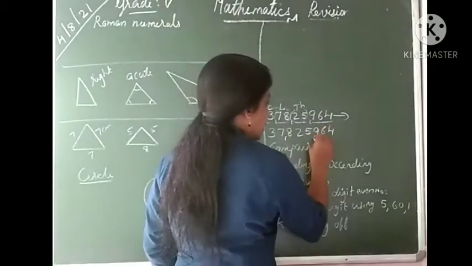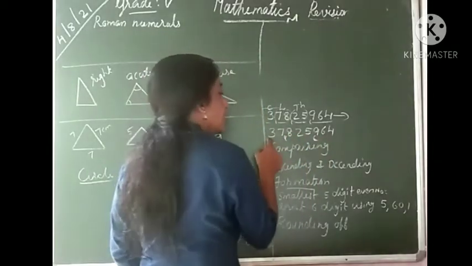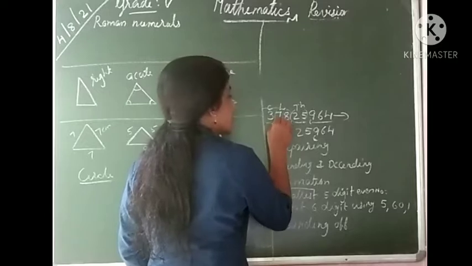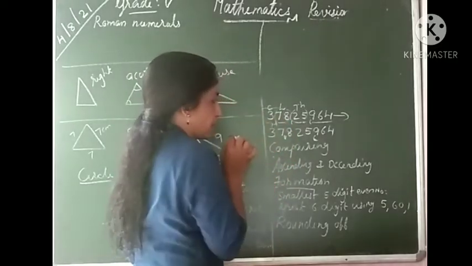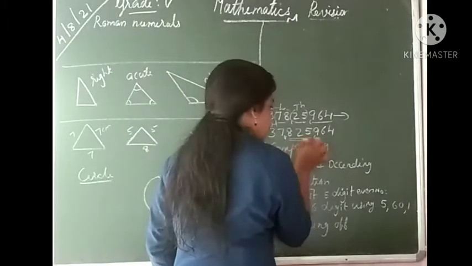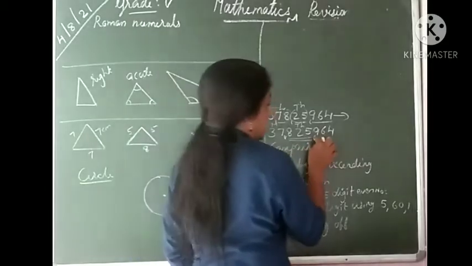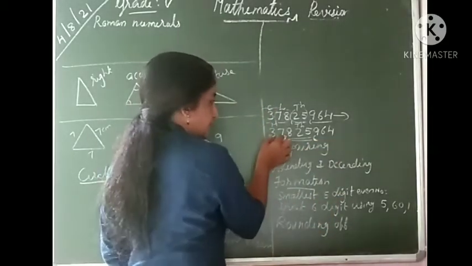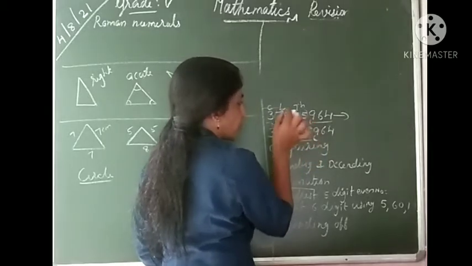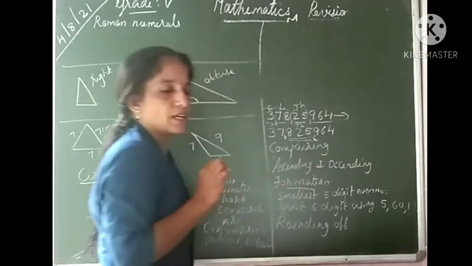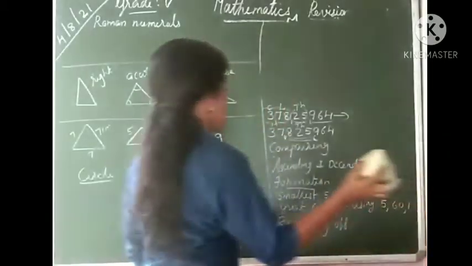Next, how are the commas arranged? 3, 3, etc. In the millions place, there are only 2 numbers. Therefore, we can read it as 37 million. And these 3 together, 825,964. 37 million, then 825,964. Understood?